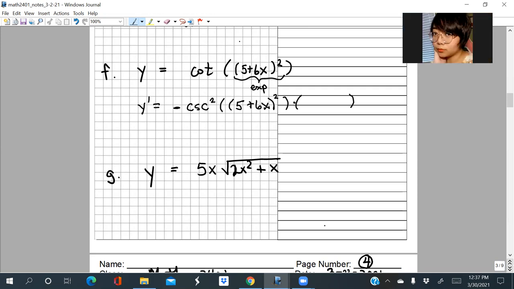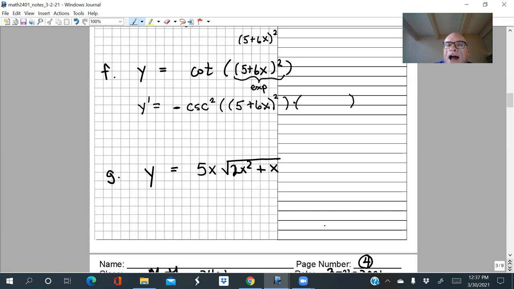Ooh, so we're going to have to stop here for a moment. And I have to remember, wow, what is the derivative of 5 plus 6x squared, right? Okay, because that's what I have to multiply in here at the end, okay? All right, so notice here now we have kind of a second chain rule problem involved, because in this expression, you have 5 plus 6x squared, right?